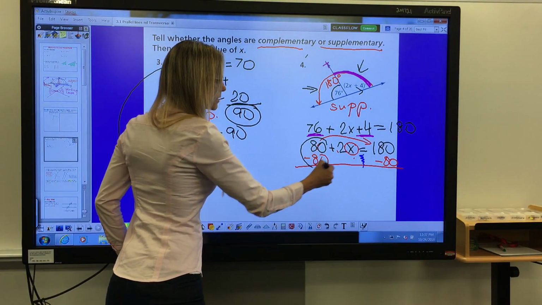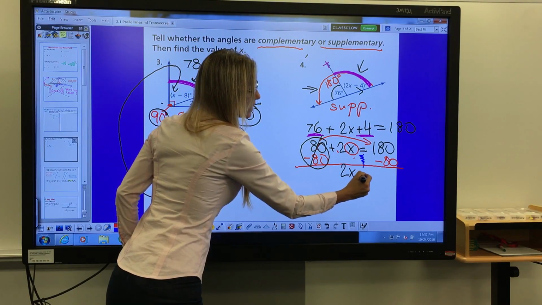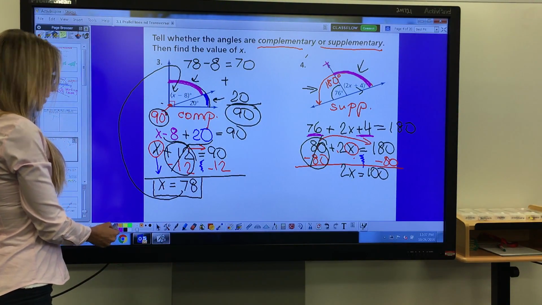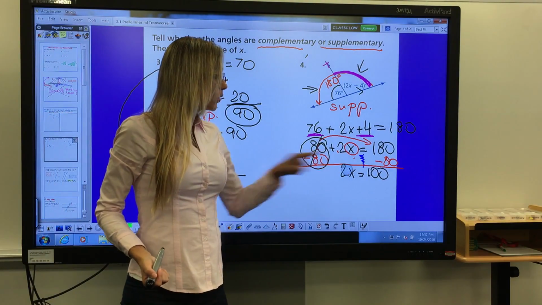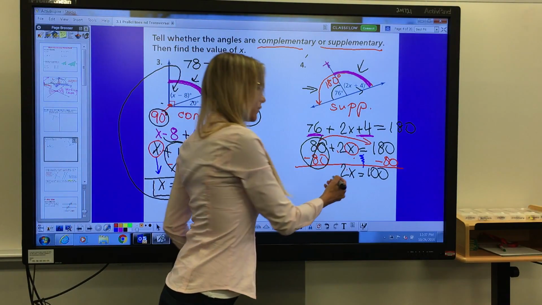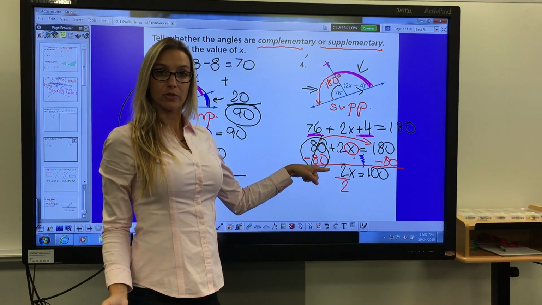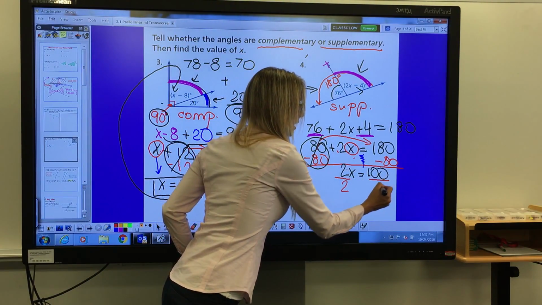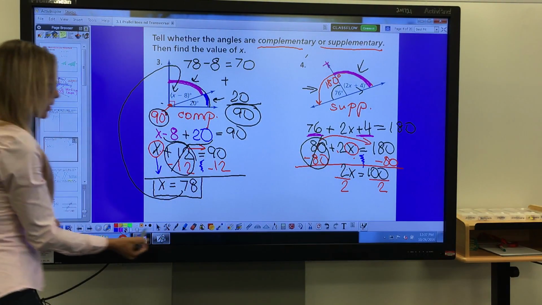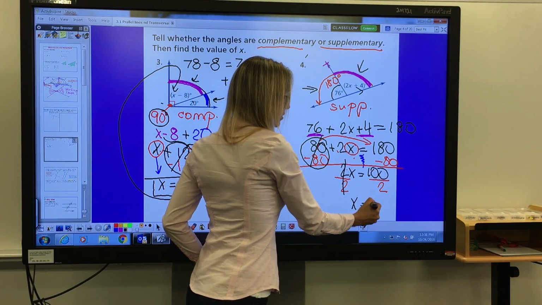80 minus 80 is a 0. I still have 2x. I still have the equal sign, and it equals 100. And my final step is get rid of the 2 that is attached to the x with the multiplication. Opposite of multiply, right? The inverse operation of multiplication is division. And remember, I use fractions for division. I divide here, I divide over here. Keep it in balance. 2 divided by 2 is 1, so I am left with 1x equals 100 divided by 2 is 50.